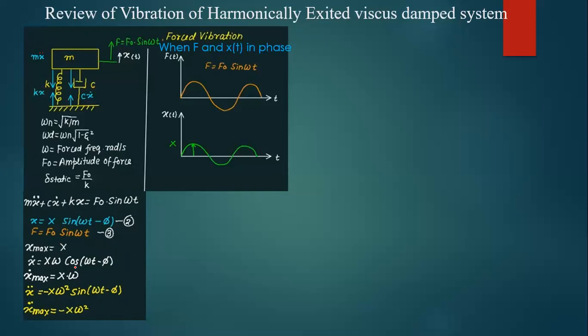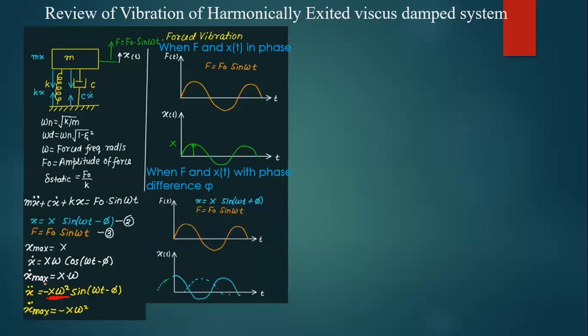Now, assuming this as a solution for this equation, x dot is equal to X omega cos of omega t minus phi, which is the velocity equation. So x dot max is X omega, the maximum amplitude of the velocity. And for the same solution, x dot dot is equal to minus X omega square sine of omega t minus phi. So x dot dot max is equal to minus X omega square, that is the maximum amplitude of the acceleration.